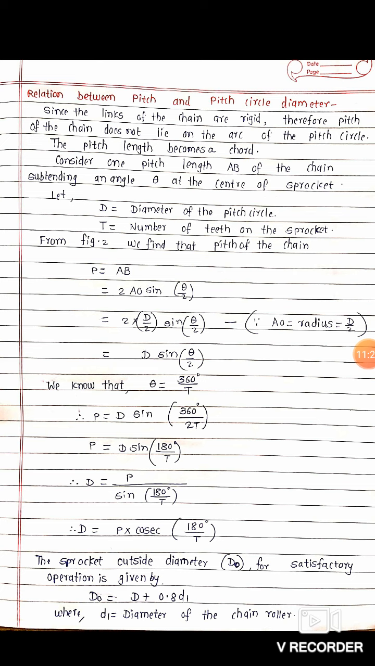So today we learned about the introduction of chain drive, applications, advantages, disadvantages, and the relation between pitch of chain and pitch circle diameter of chain sprocket, and here we stop.